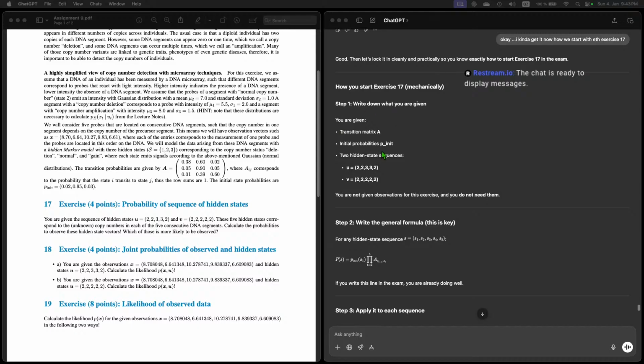So write down what you're given: transition matrix, initial probabilities. We are not given the observations for this exercise. You do not need them. Write the general formula for any hidden state sequence.